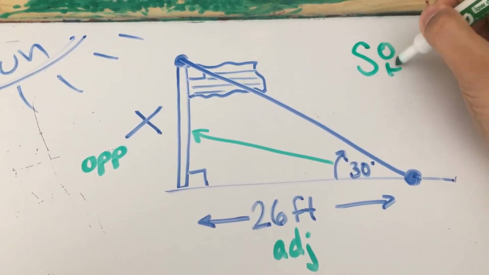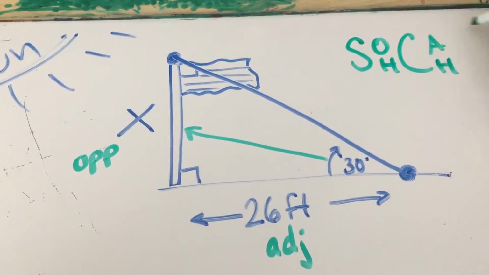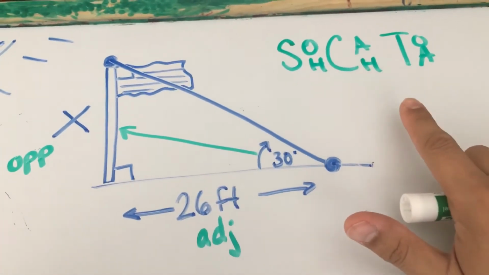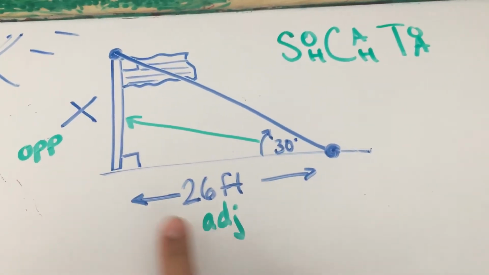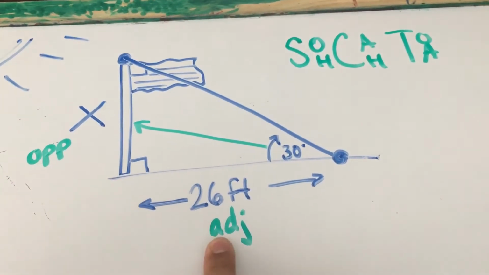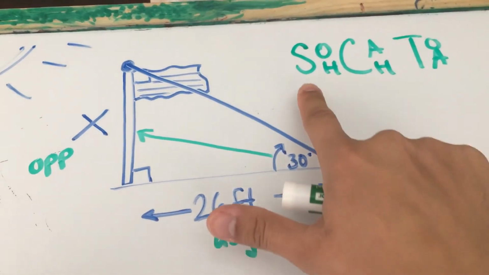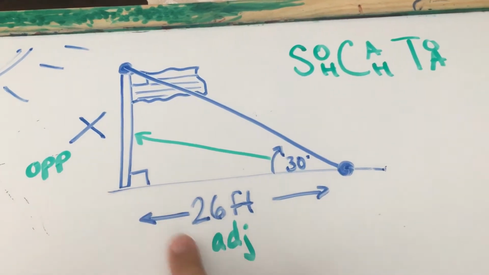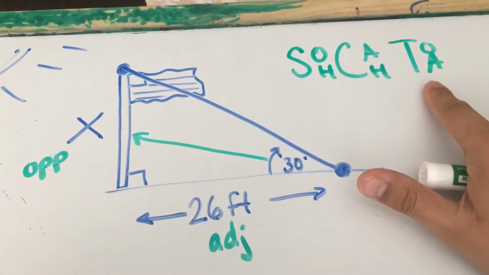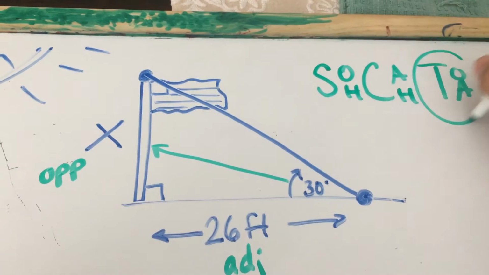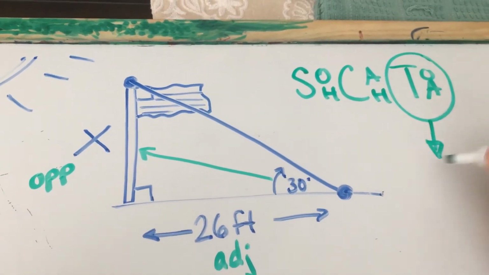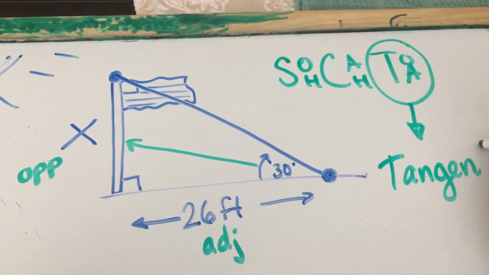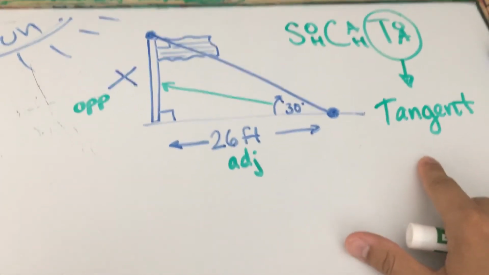We have SOHCAHTOA. Okay. Now, if you're still worried as to how to use it, the letters here will tell you how to use it. So O and A. Which one has O and A? Is it S, C, or T? Well, O and A, that's only this one. O and A. And T stands for tangent. So we are going to be using tangent.